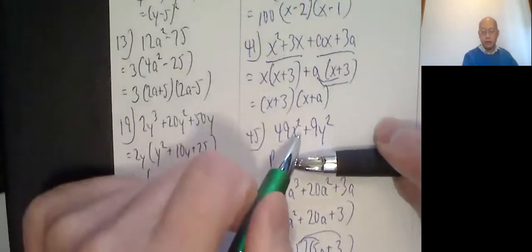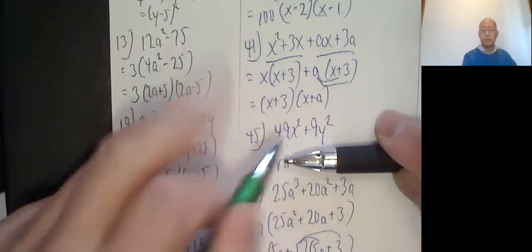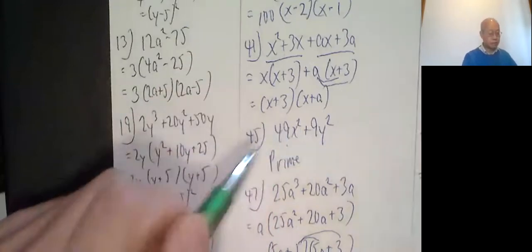45 is a sum of squares, so that's prime. Can't do anything with it. Okay? If it's a minus, you can do something, but not with a plus.